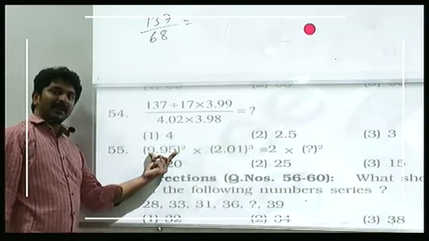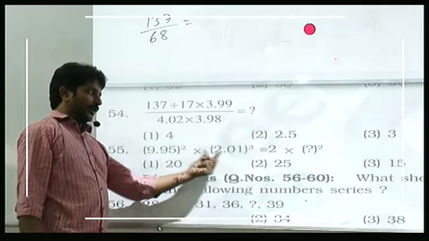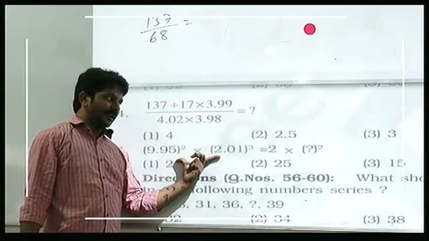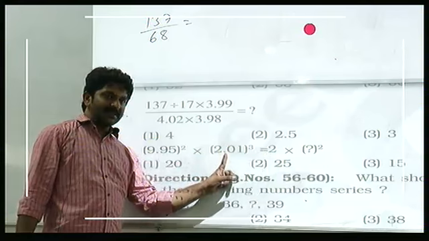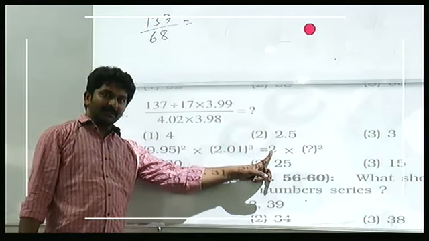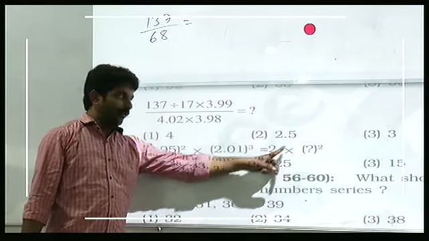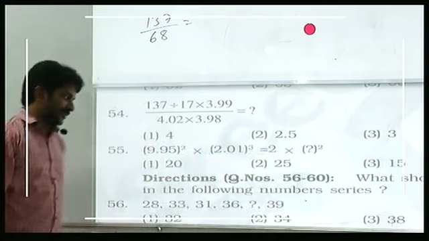Next, this is 10 square, 100, into 2 cube, 8. 800. 2 cancellation, right? 800 cancelled with 2, 400. 400 is 20 square. X is 20.